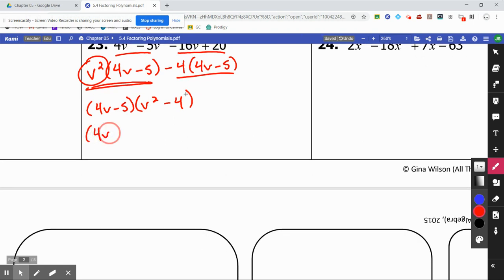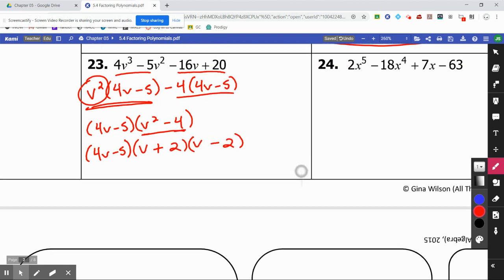However, this is finished, but this is not. V squared minus 4 is a difference of squares, which factors into conjugates. V times itself gives you v squared. 2 times itself gives you the 4.